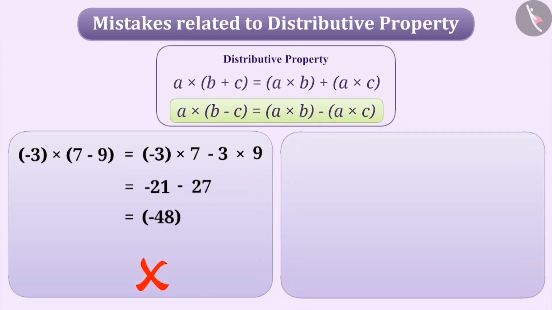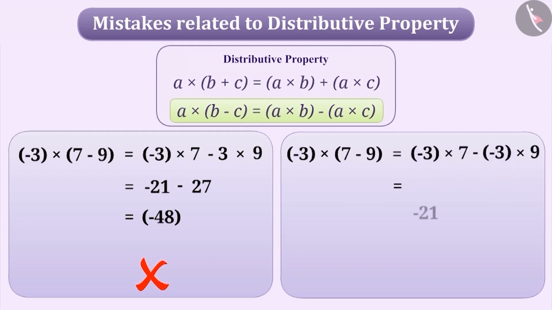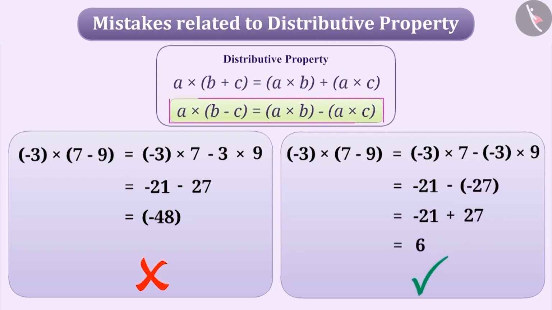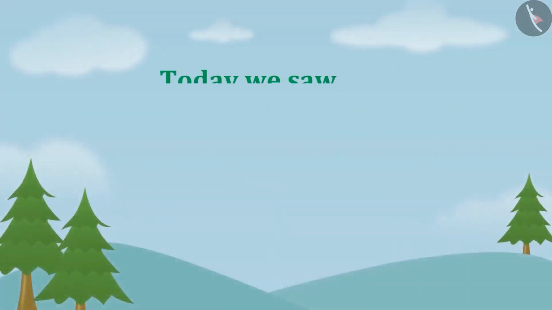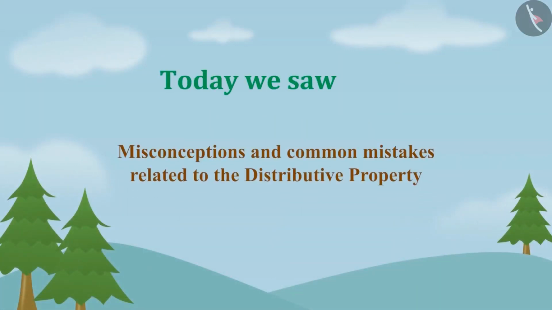But the correct solution is minus 3 multiplied by 7 minus 9 is equal to minus 3 multiplied by 7 minus minus 3 multiplied by 9 is equal to minus 21 minus minus 27 is equal to minus 21 plus 27 is equal to 6. It is important to notice the sign of the numbers while using the distributive property. Today we saw misconceptions and common mistakes related to the distributive property.